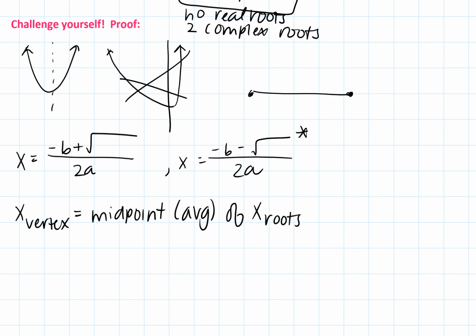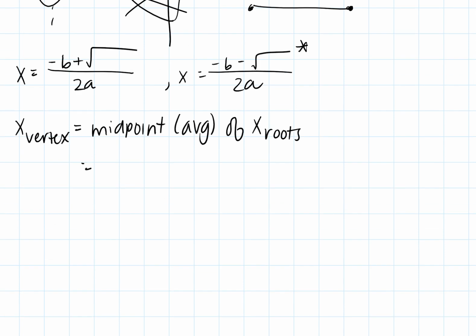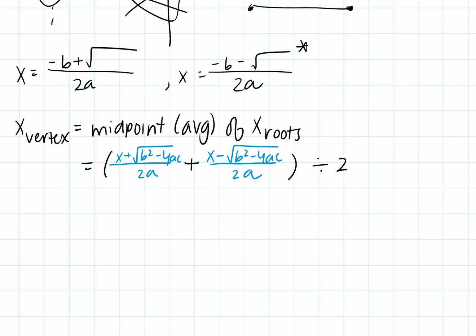To find an average, we're going to add up 2 roots and then divide by 2. So we're going to add up these roots, -b plus the square root of b squared minus 4ac all over 2a, and -b minus the square root of b squared minus 4ac all over 2a. When we add them up, you're adding a root, you're subtracting a root, so those will cancel out.